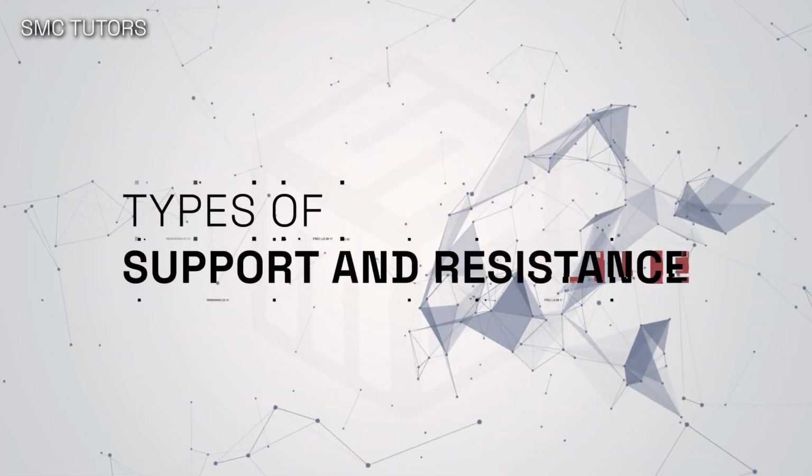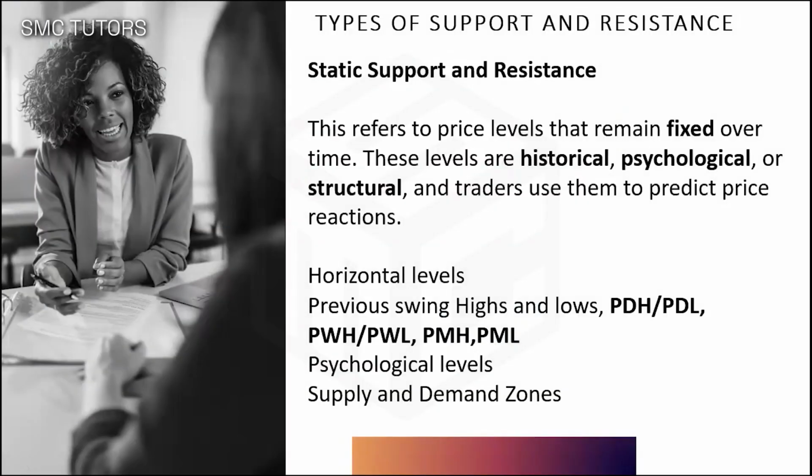Types of support and resistance. Two major categories of support and resistance: we have the static level support and resistance, and we have the dynamic support and resistance. The static support and resistance are levels that are fixed in the market. They don't move with price. They remain constant over time, and some of these levels are reliable because when price moves out of them, it comes back and meets them at the same point.